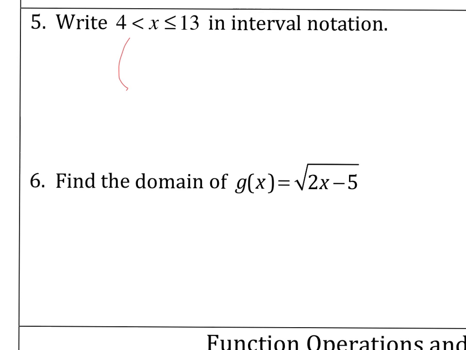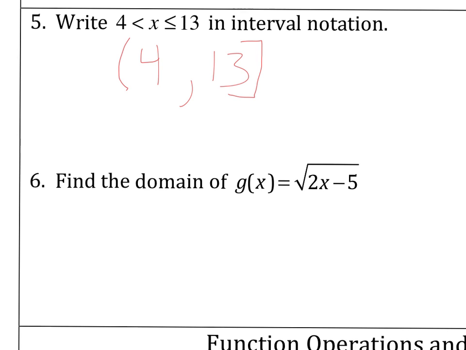And when I see a less than or equal to, that's the upper bound. So I'm going to put a closed parenthesis or bracket. My starting value is 4. My ending value is 13. This means the interval from 4 to 13, with 4 being open and 13 being closed.